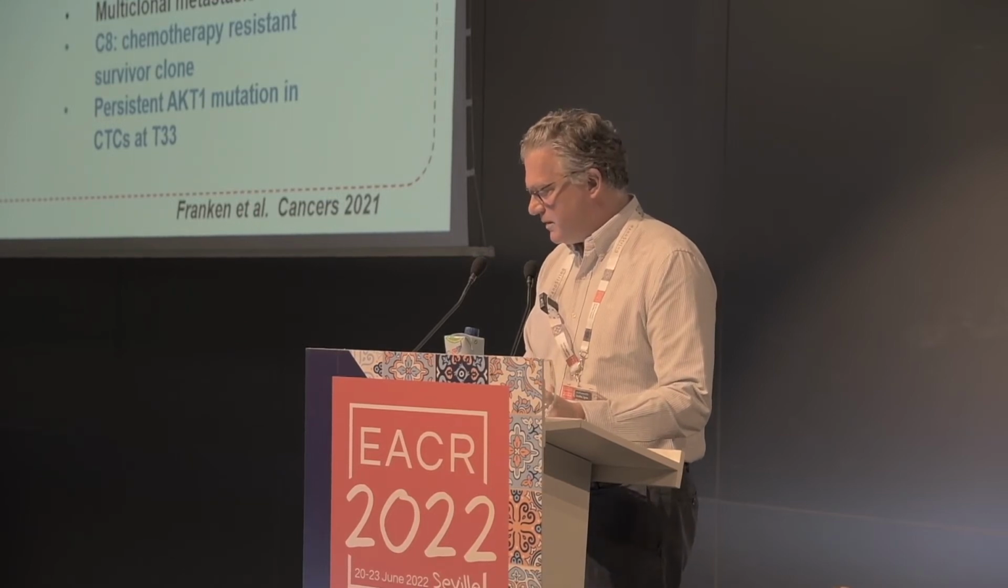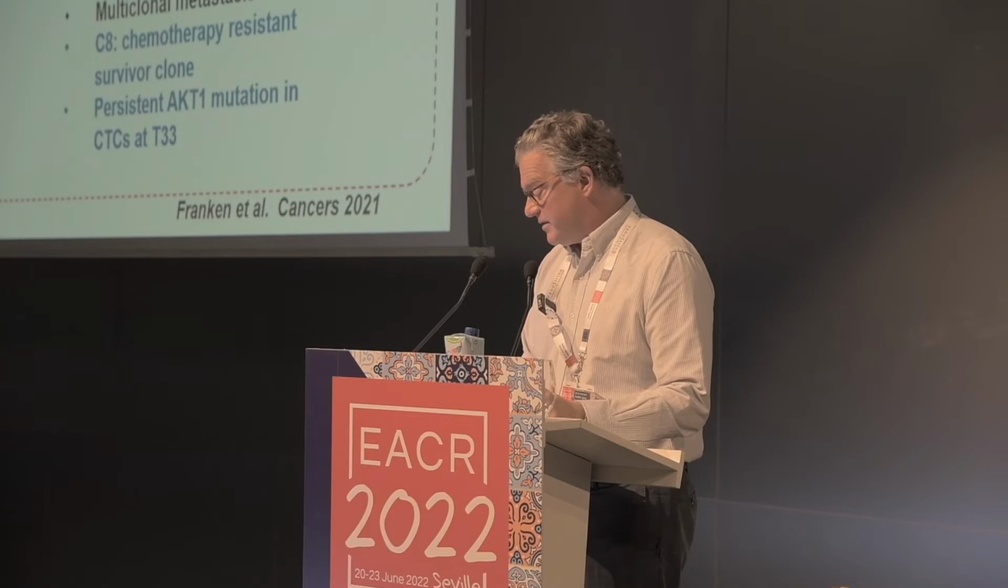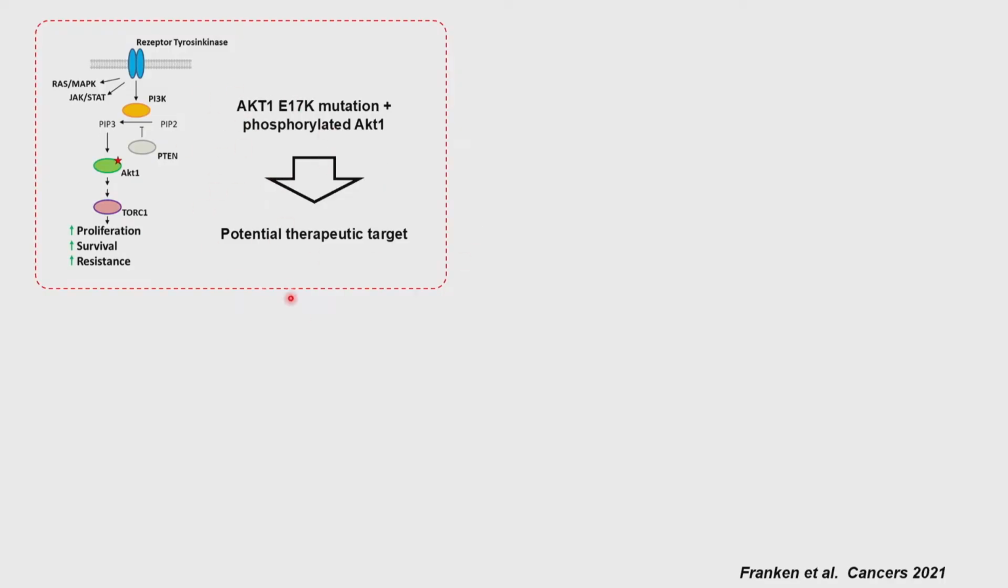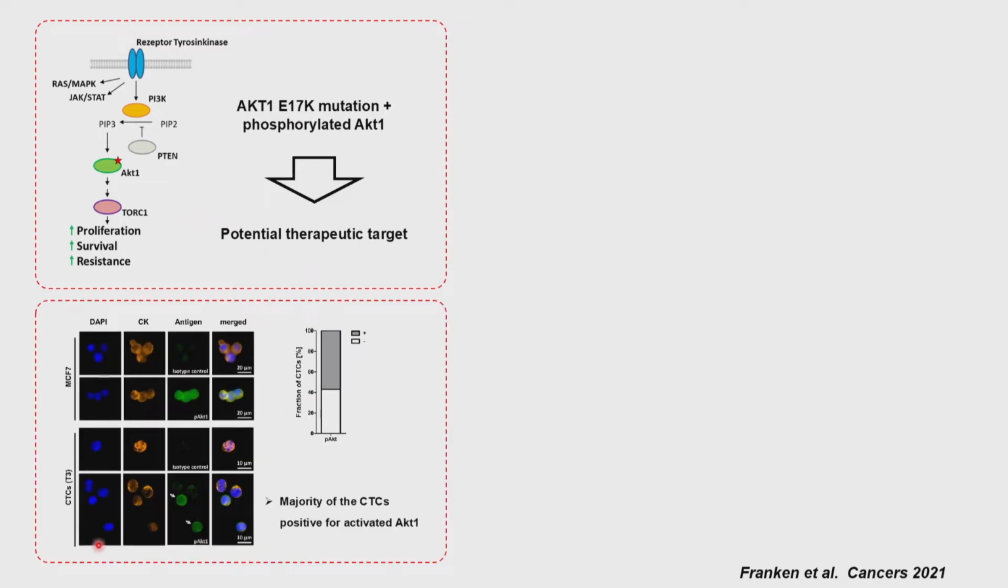which the CTCs carried at all the time points. And this, together with the phosphorylation of AKT, could be a potential therapeutic target for AKT-directed therapies or mTOR-directed therapies. Because they had so many cells at these different time points, particularly also this CTC cell line, they could check the phosphorylation status of AKT on CTCs and found that the majority of those cells actually had activated AKT.